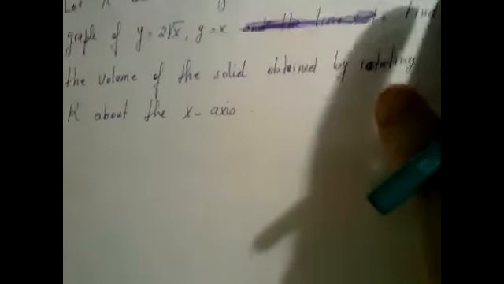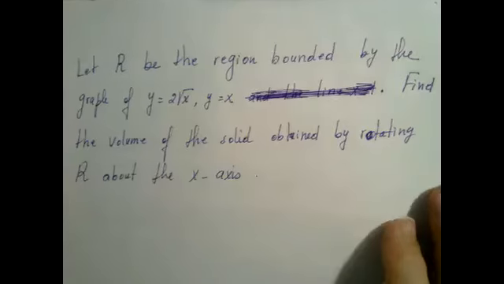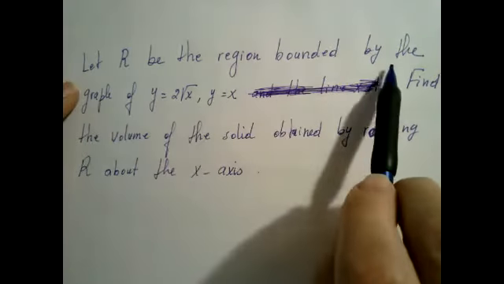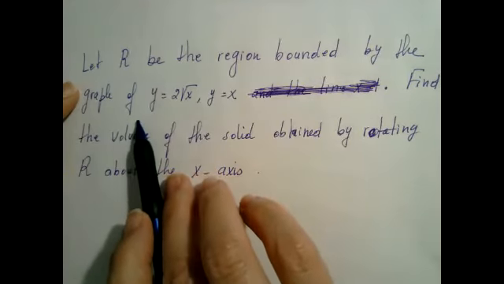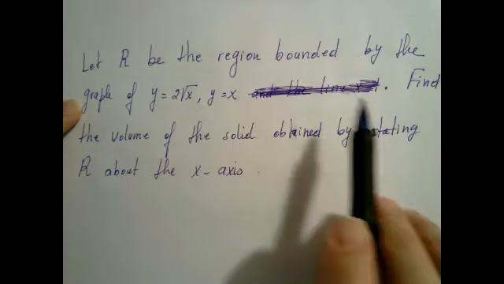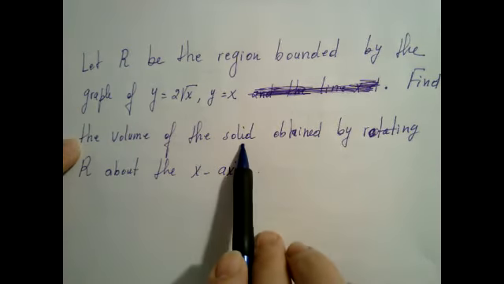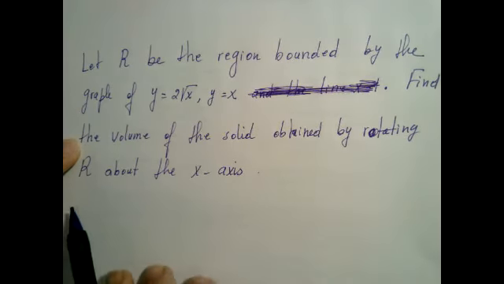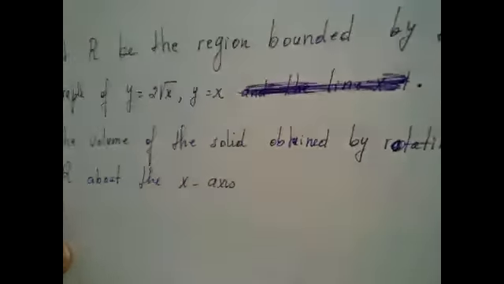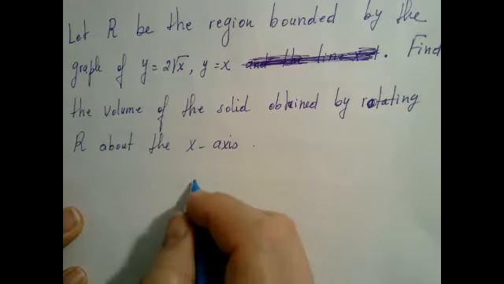All right, so let's take this region. I'll read it while you are writing. Let R be the region bounded by the graphs of y equals 2 root x and y equals x. Find the volume of the solid obtained by rotating R about the x-axis. I read the problem while I'm graphing at the same time. First I do the graph and then we go slow. So R is the following region.